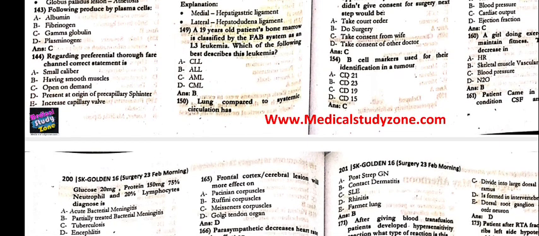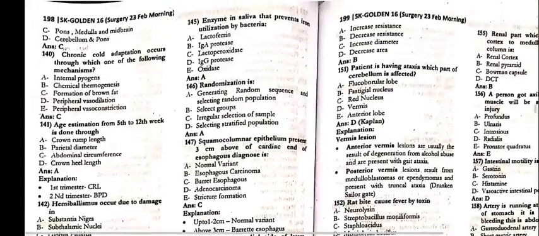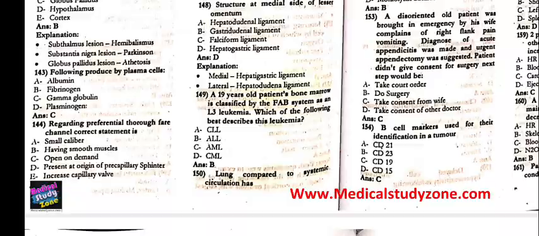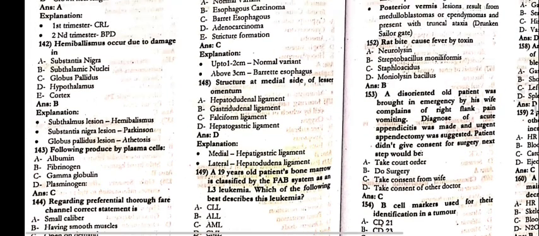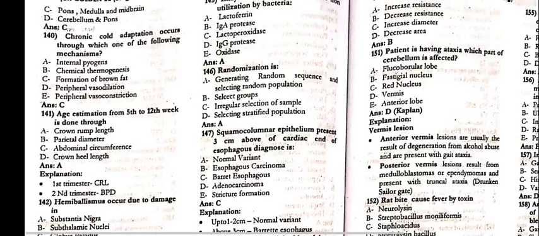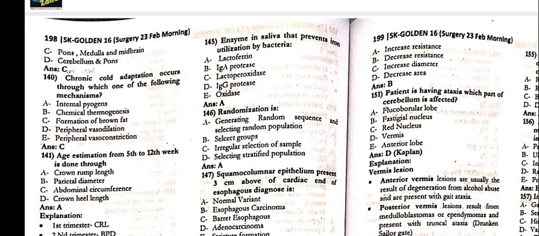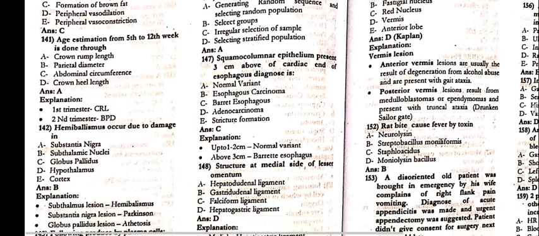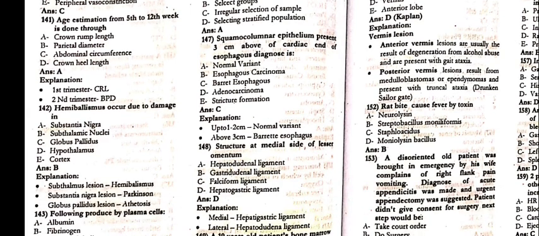144, regarding preferential thoroughfare channel, the correct statement is... the right option is missing here. I think it must be D, present at the origin of the precapillary sphincter. Next, 145, enzyme in the saliva that prevents the iron utilization by the bacteria is the lactoferrin. 146, randomization is generating random sequence and selecting random population. 147, squamocolumnar epithelium present 3 cm above the cardiac end of esophagus, diagnosis is Barrett's esophagus.